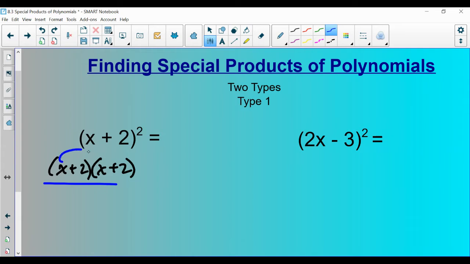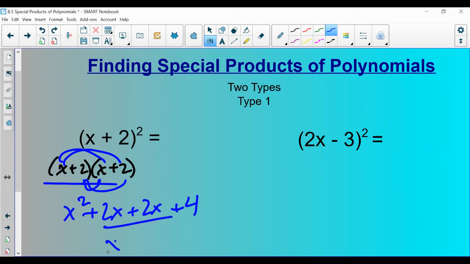When you FOIL that, you're going to do x times x. That's going to give you x squared, and then x times 2 will give you 2x. Inside times inside is also going to give you a 2x, and then you can do last times last and get plus 4. From here, you're going to combine your like terms, giving you x squared plus 4x plus 4.